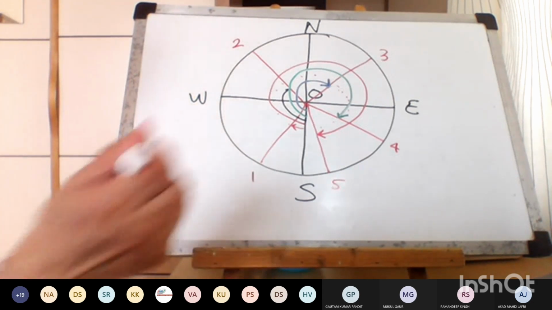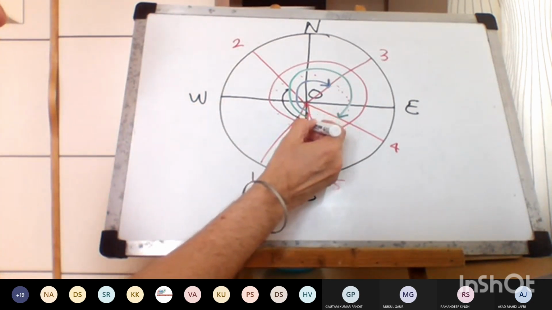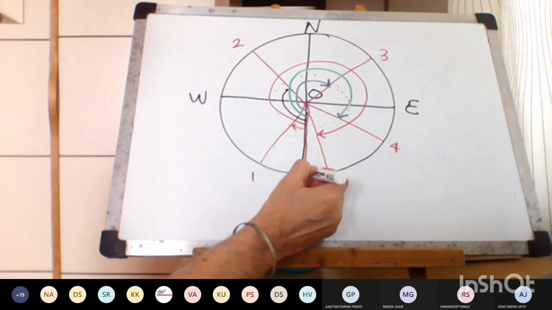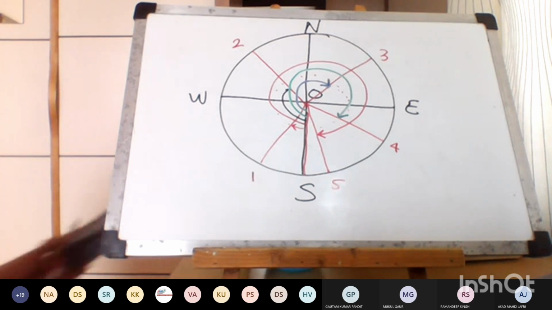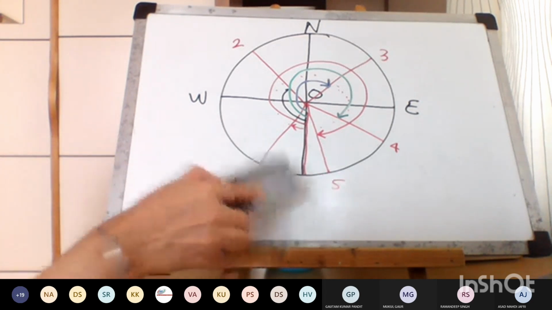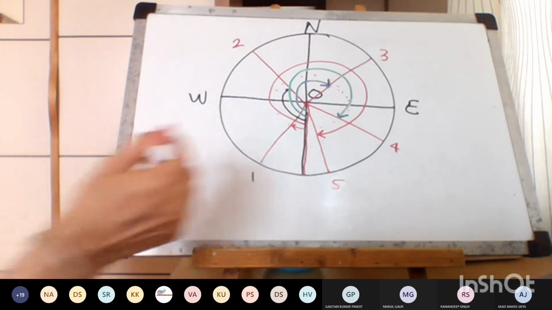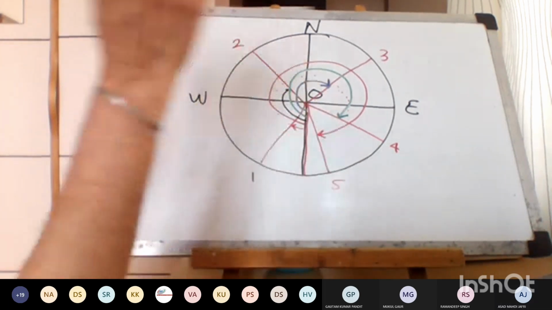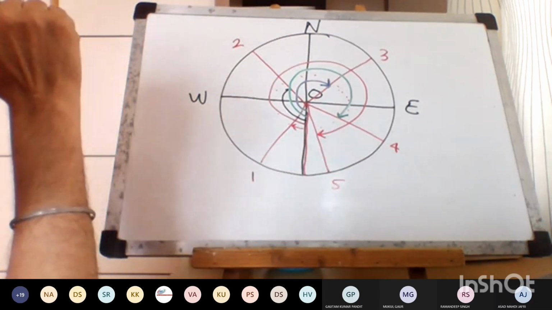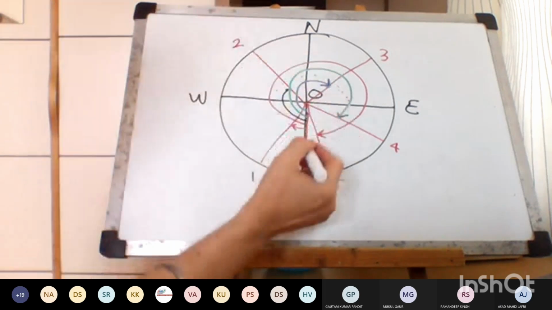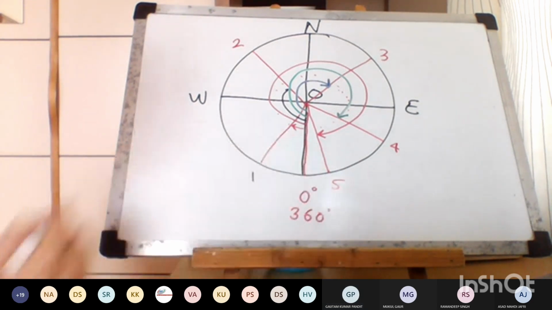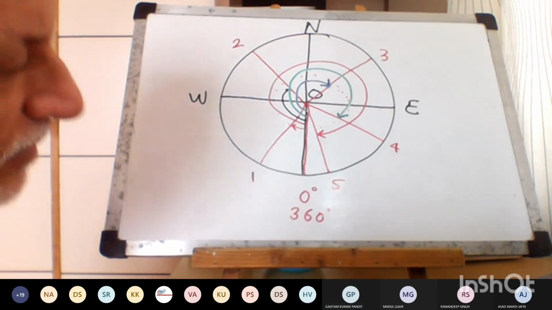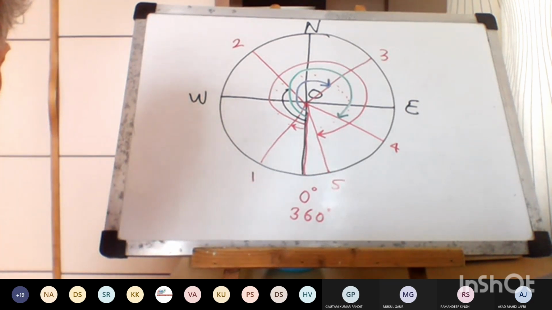If there is a body on the meridian, what will be the LHA? So 0. If the body is on the meridian, that is over your head, the LHA will be 0 degrees or 360 degrees. Answer is correct.